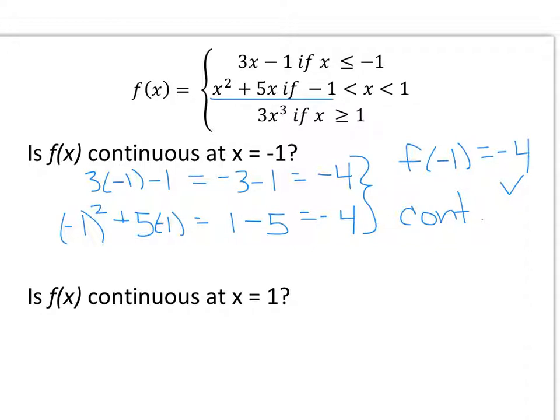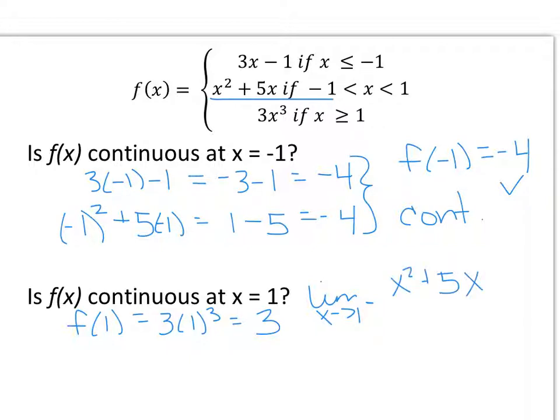Is f of x continuous at x equals 1? All right, well, f of 1 by this definition would be 3 times 1 to the third, which would equal 3. And then we need to know as we come at it from the left and the right, is it the same? So as I'm coming at it from the right, we know it's equal to 3. As I'm approaching 1 from the left, I'm taking the limit as x approaches 1 from the left of x squared plus 5x, because that's where the graph is there. So this would be 1 plus 5, which is equal to 6. So because these limits don't match, this is not continuous right there. There would be a jump.